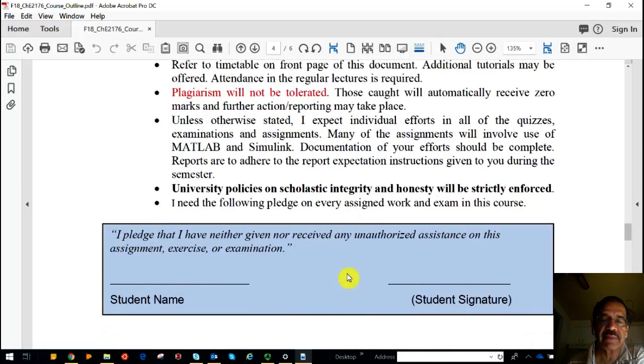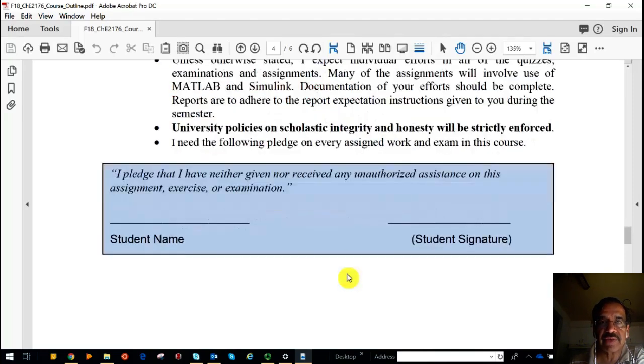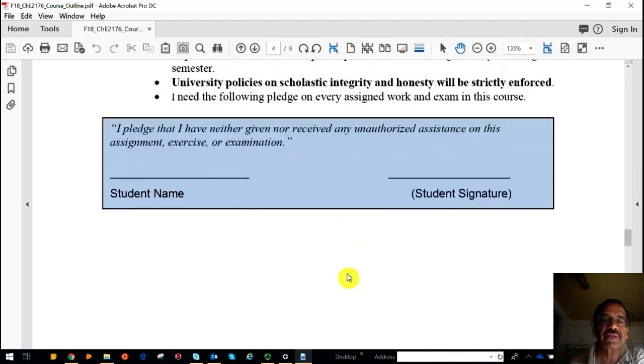So in every assignment, in every exam, you will see this blue box which simply says, I pledge that I have neither given nor received any unauthorized assistance on this assignment, exercise, or examination. You're supposed to write your name and sign it, and that's a part of the pledge that you have not cheated in any way.